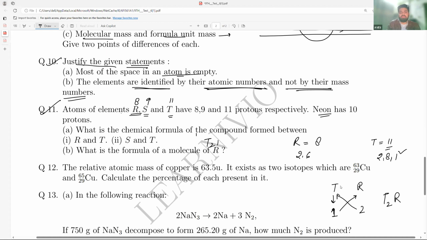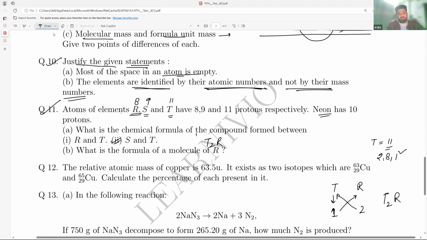Similarly, what is the chemical compound between S and T? S will have the valency of -1 and T will have the valency of 1. They both cancel each other out. And what's the formula? ST. Yes, ST.